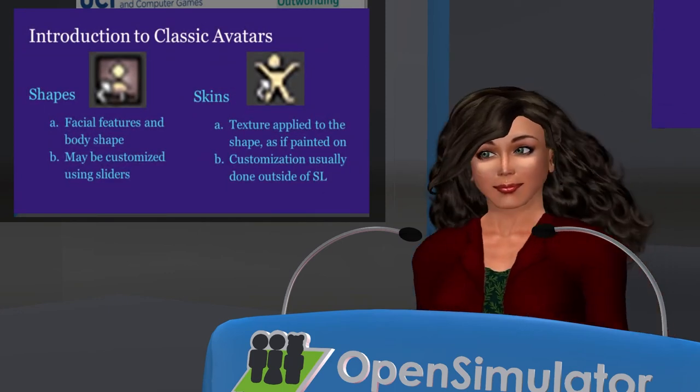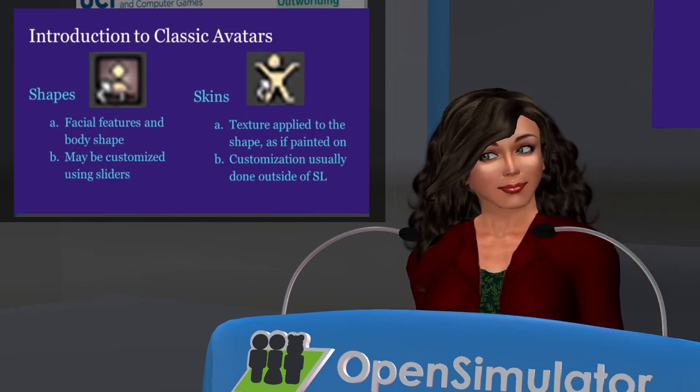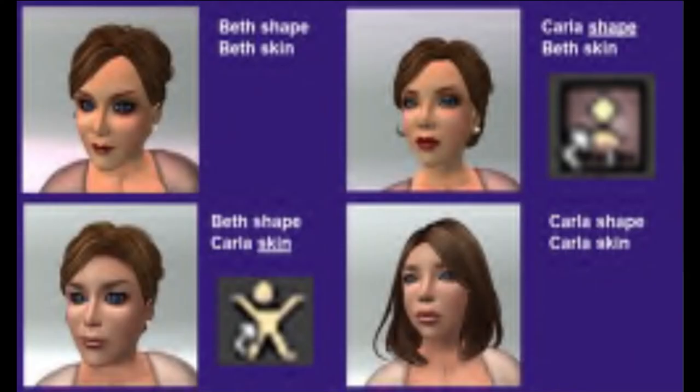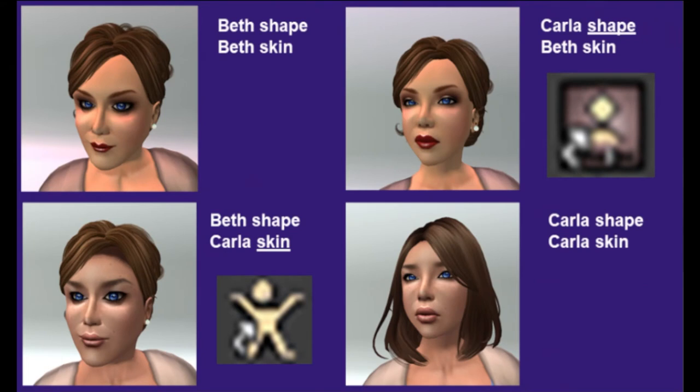In this presentation, classic avatars and clothing are defined as any non-mesh avatars and clothing. Shapes and skins work together to make the basic avatar body. This shows the difference between shape and skin and how they work together to create an avatar. These are from the Linden Lab Library, but shapes and skins in OpenSim work the same way.